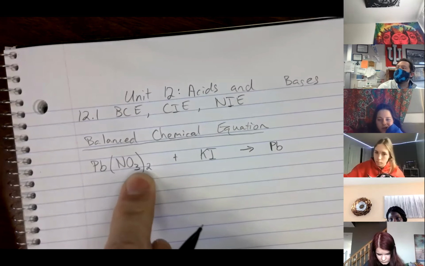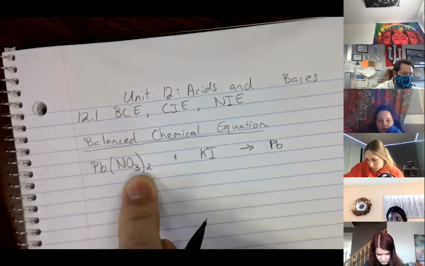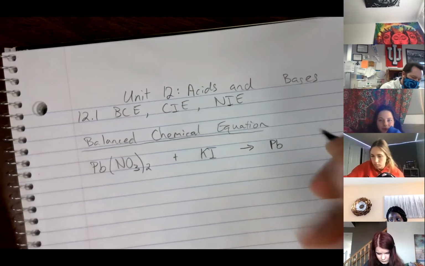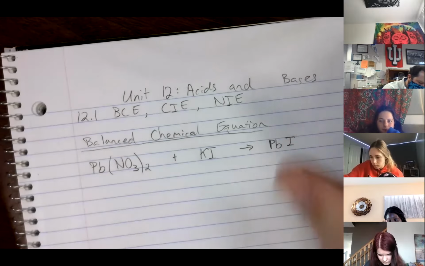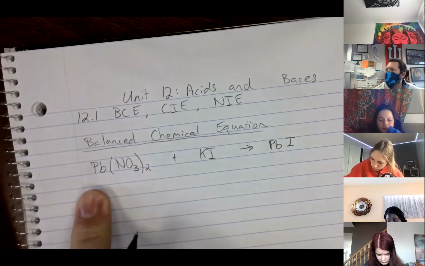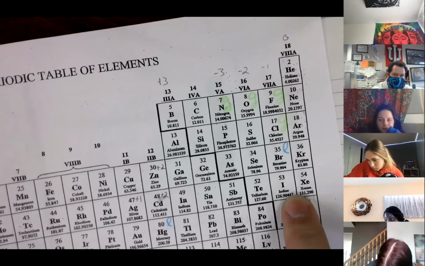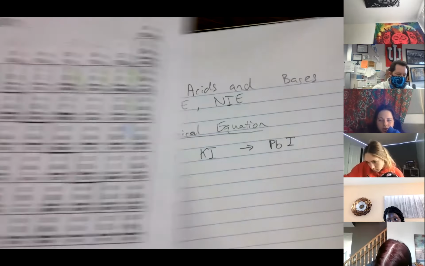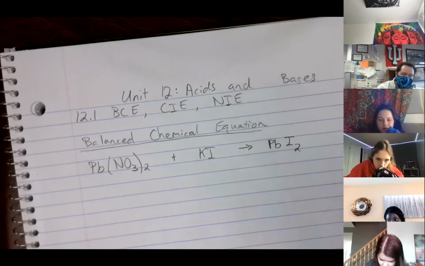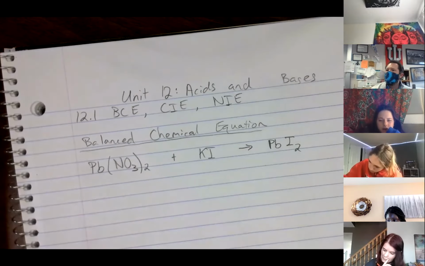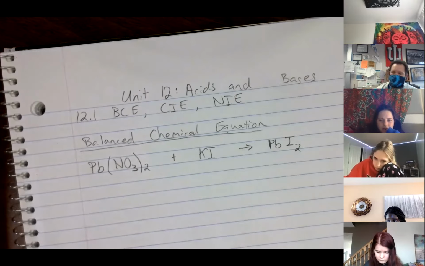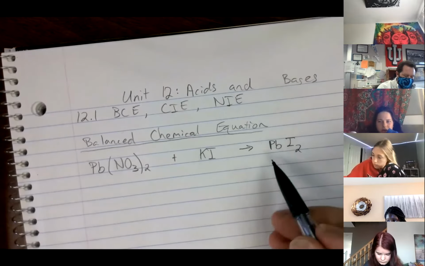So Pb is not going to be with NO3 anymore. It's now going to be paired with I. We said over here, lead has a +2 charge. Iodine has a -1 charge. So I need 2 iodines to cancel out my +2 lead. Cool, so there's lead iodide.